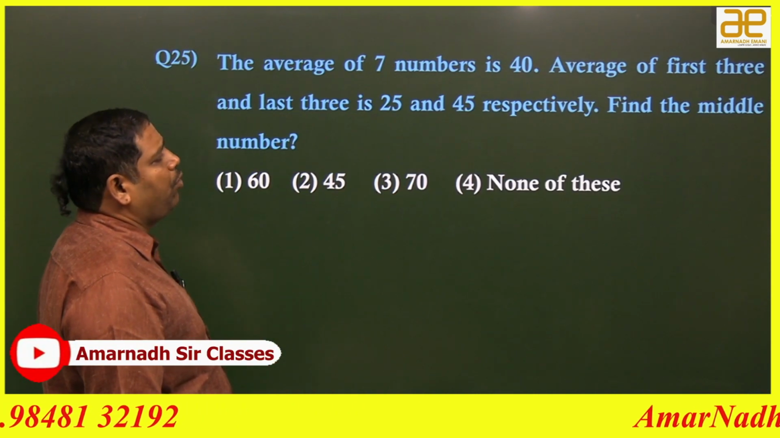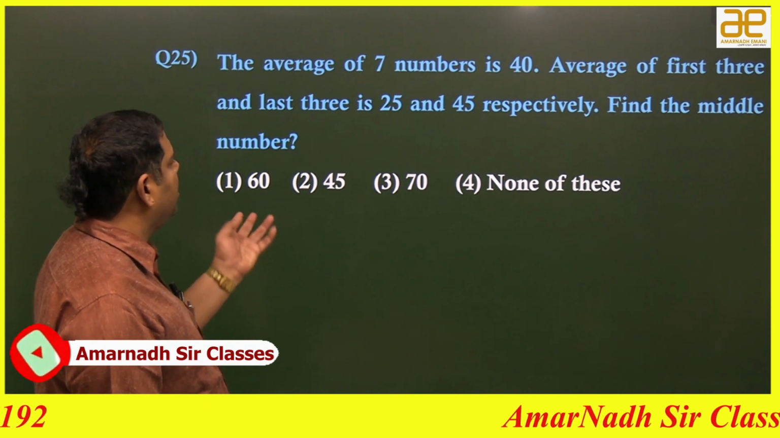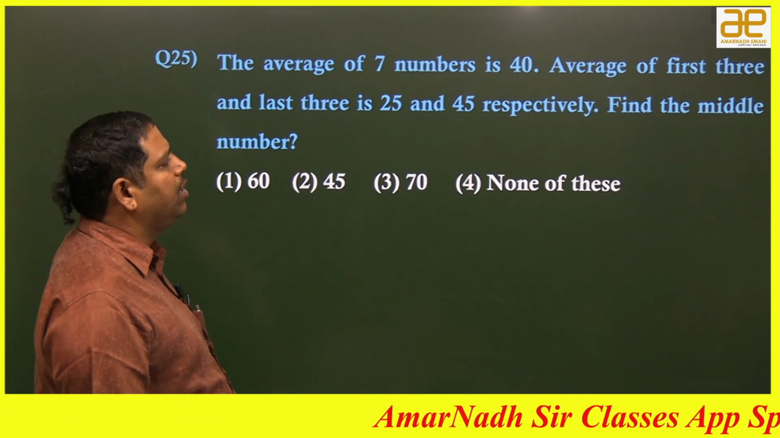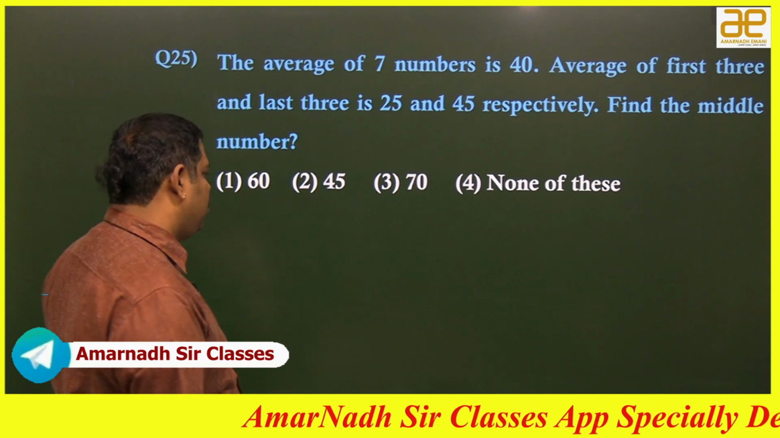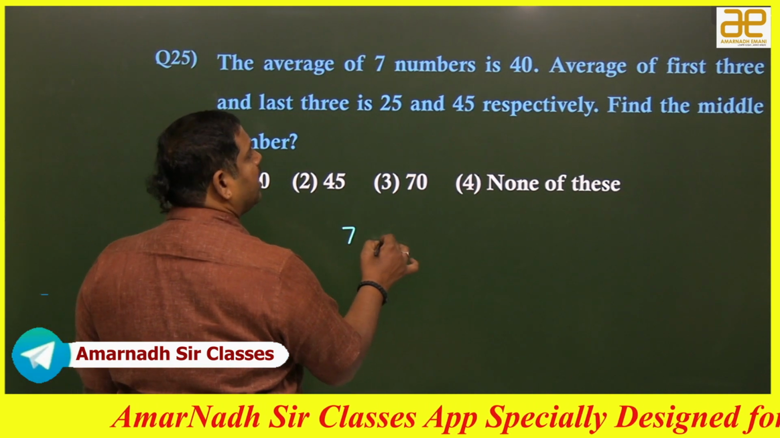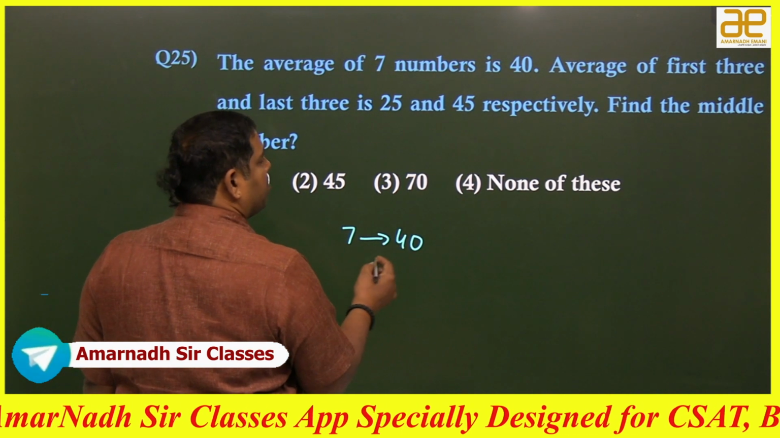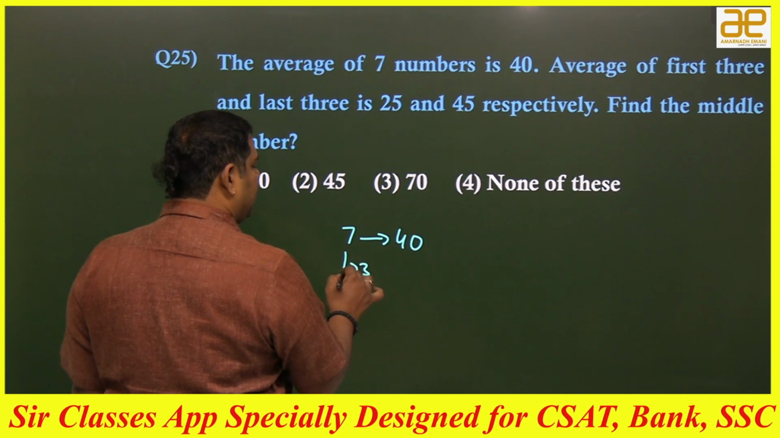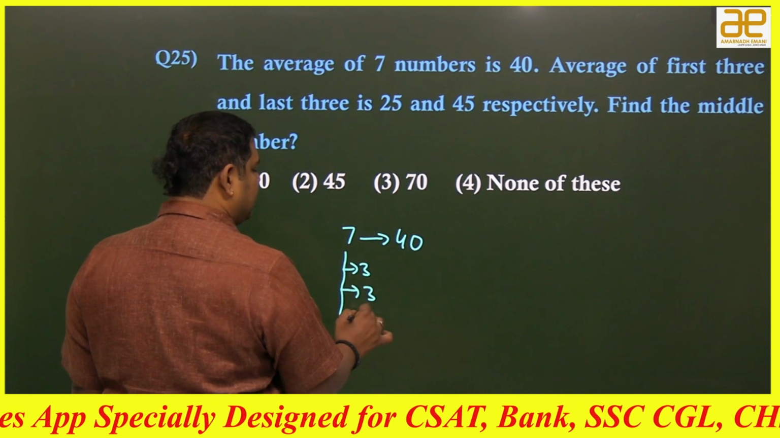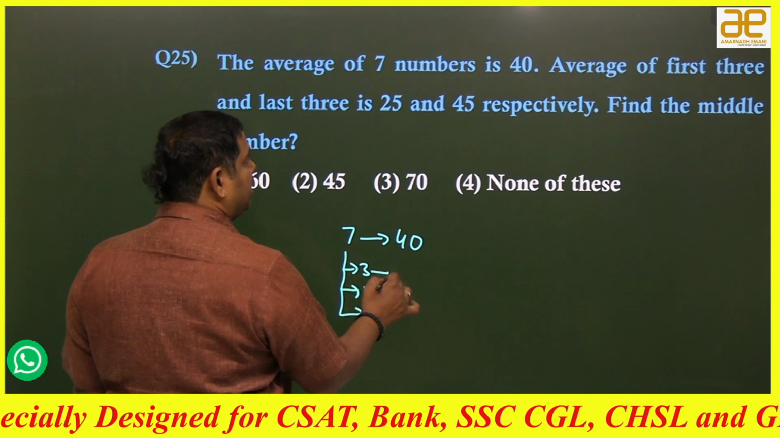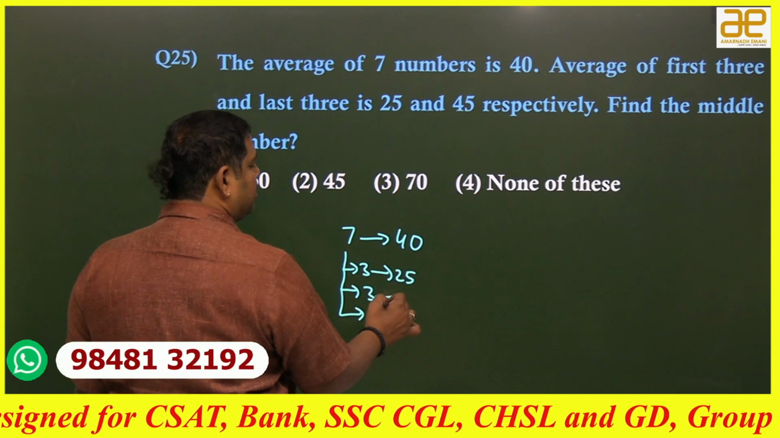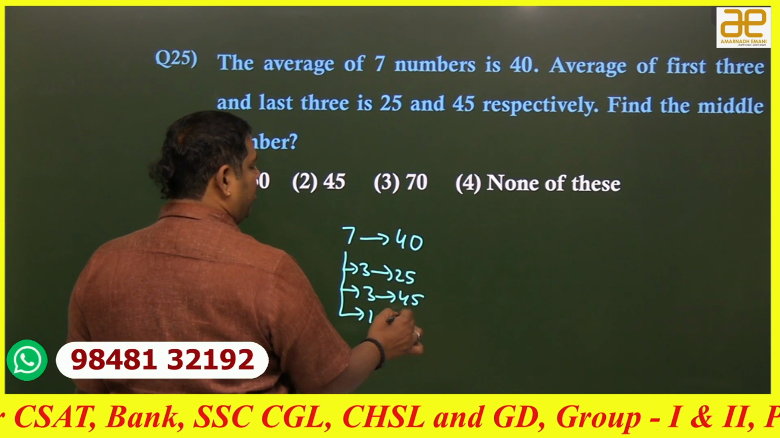Average of 7 numbers is 40. Average of the first 3 numbers and last 3 numbers is 25 and 45. Find the middle number. Observe, 7 numbers are there. Their average is specified as 40. The average of the first 3 numbers and last 3 numbers he gave, and he is asking about the middle 1 number, right? First 3 numbers is 25. Last 3 numbers is 45. He is asking the middle 1 number, right?